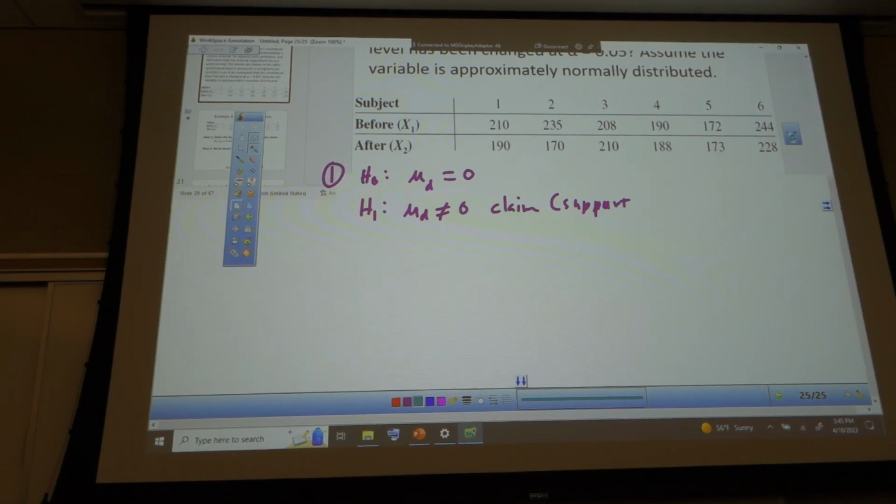It would only be different for step 4 and 5, right? Or only step 5? Only step 5, not 4. Because step 4 is all about H naught. It has nothing to do with which one is your claim. Yeah, but don't you put whether you reject it or not? So step 4 is all about H naught. It has nothing to do with your claim. So it doesn't matter which one's your claim.